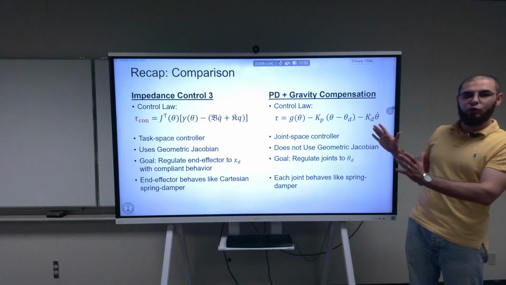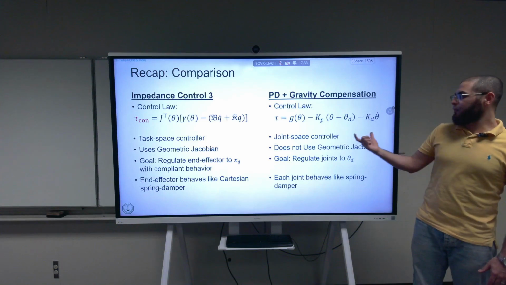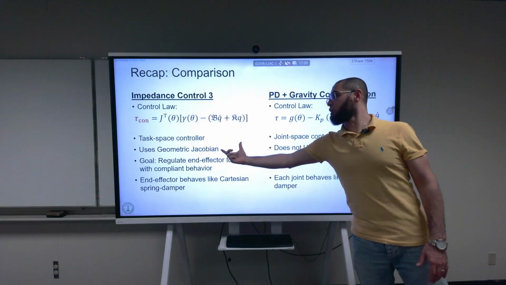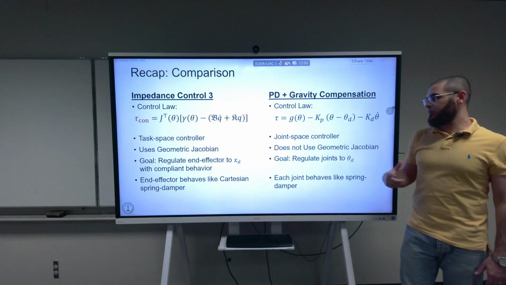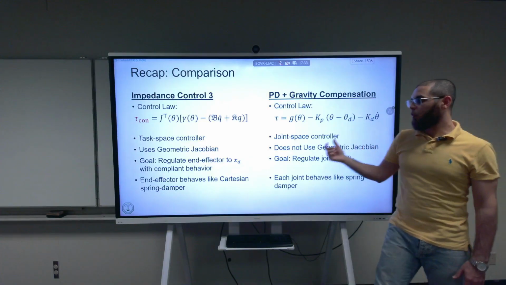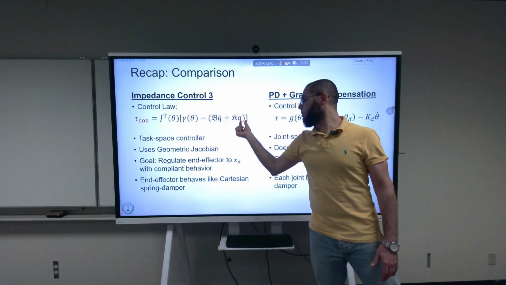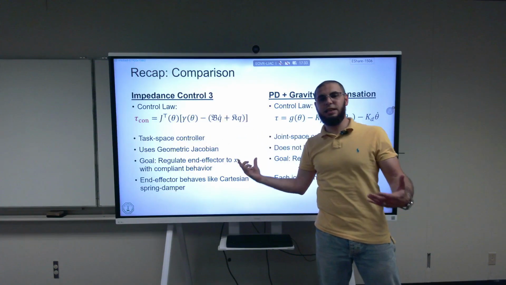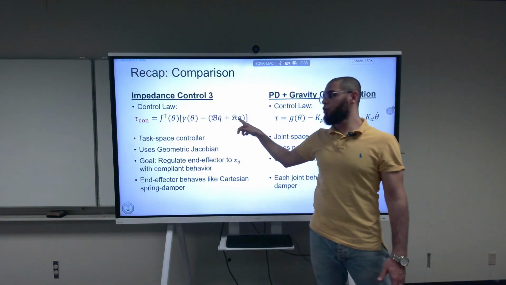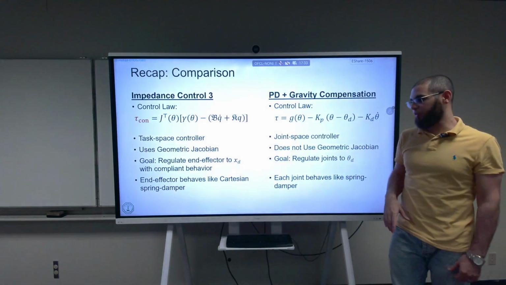But even if you compare these two, you can point out some immediate differences. Here, for example, this is a controller in the joint space, while this is in the task space. This uses the geometric Jacobian. This does not need any information about the geometric Jacobian. This regulates every joint to some theta desired, while this only takes the end effector and takes you to XD. XD here represents the desired state, where you want to go. So it's like Q is XD minus the actual X. And this minus itself is something we never discussed so far.